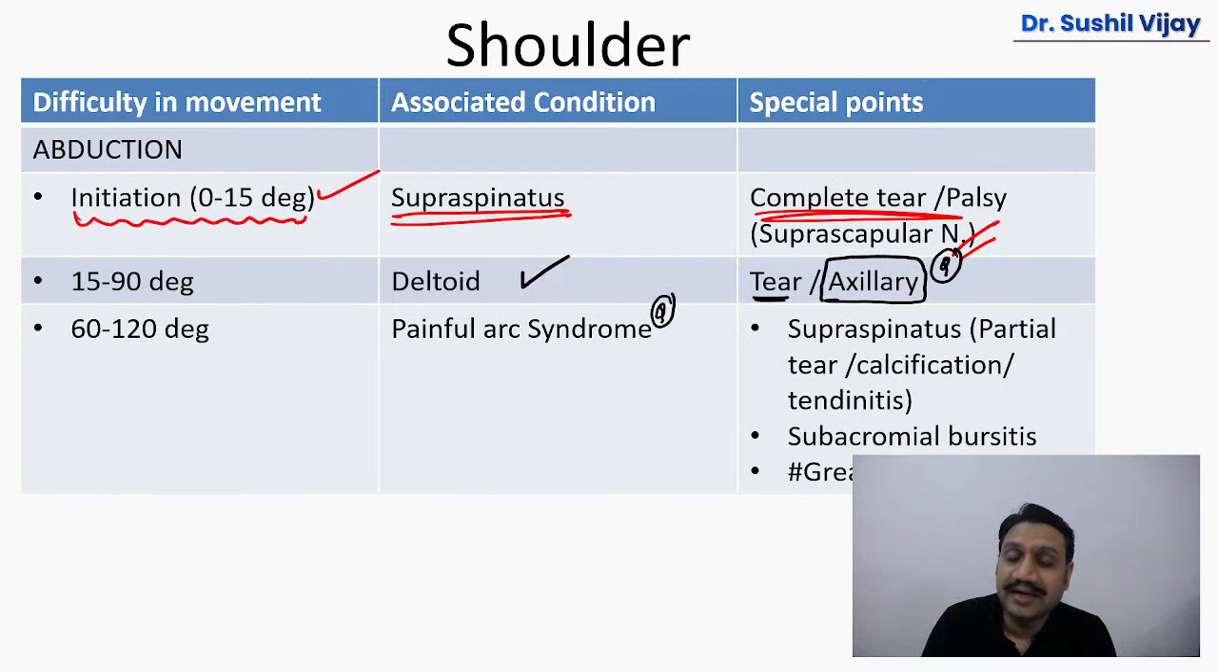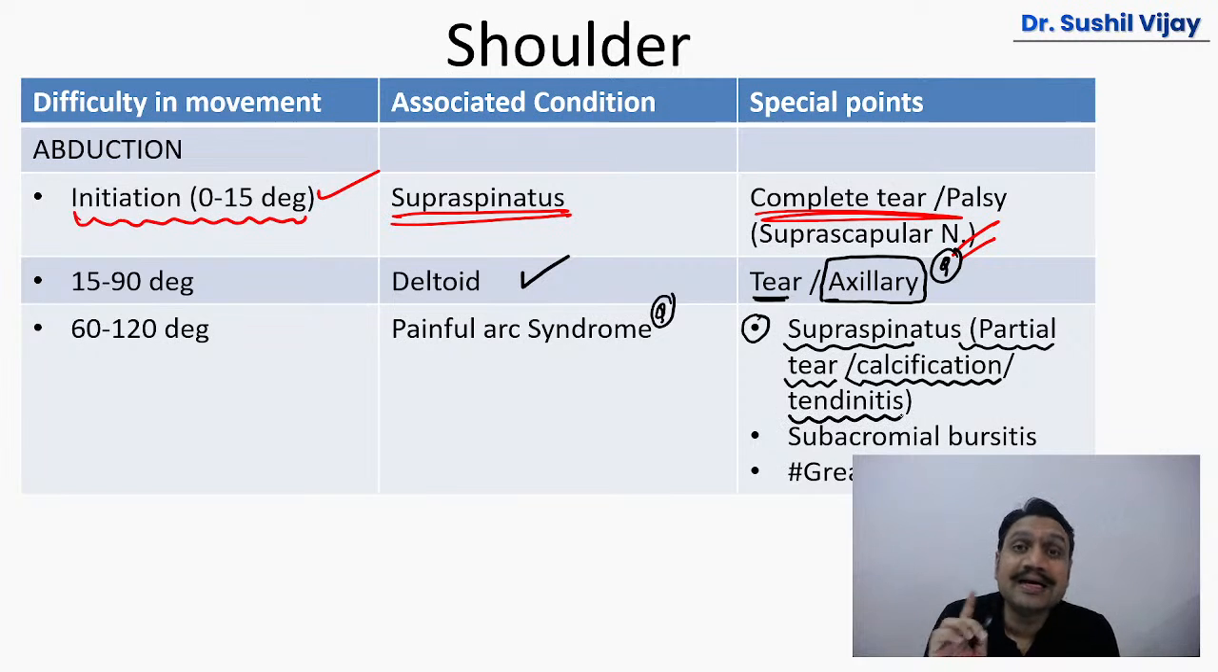So what are the possible causes for painful arc syndrome? You can see them very well behind me. Most common culprit all the time is supraspinatus. Okay. So what can the supraspinatus have? It can have a tear. It can have a calcification. It can have a tendinitis. Okay. All the three important things.